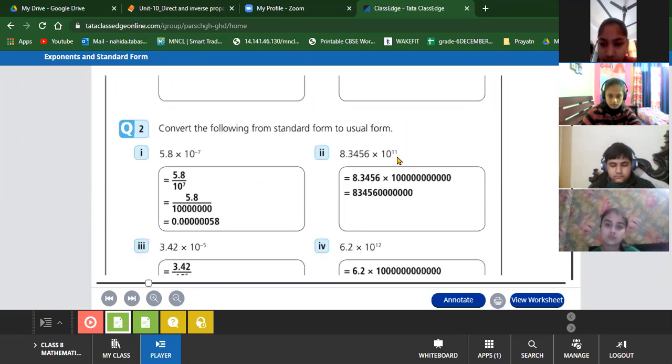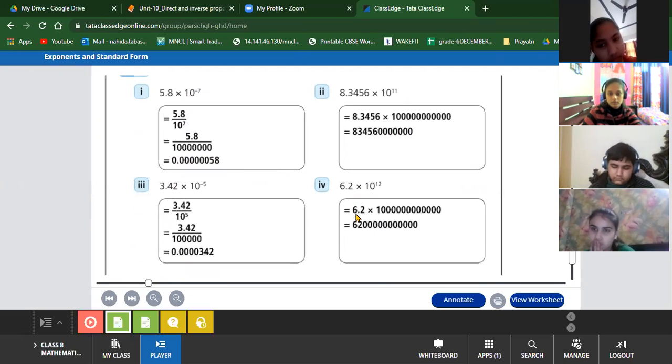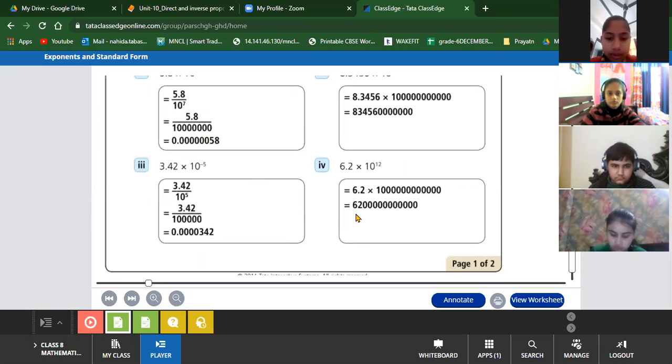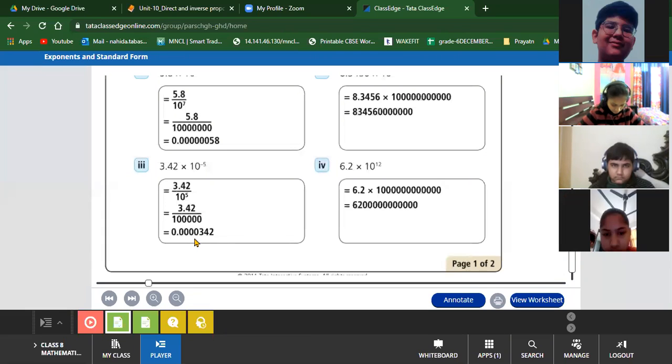Next is, because the power was positive itself, we just need to shift the decimal towards the right hand side. And the number would be 8, 3, 4, 5, 6 and 7 times 0. Next is 3.42 multiplied by 10 raised to the power minus 5. Again, the power is negative, so I need to make it positive first by taking the reciprocal. And then the number would be 0.4 times 0, 342. Ma'am, all answers are correct.